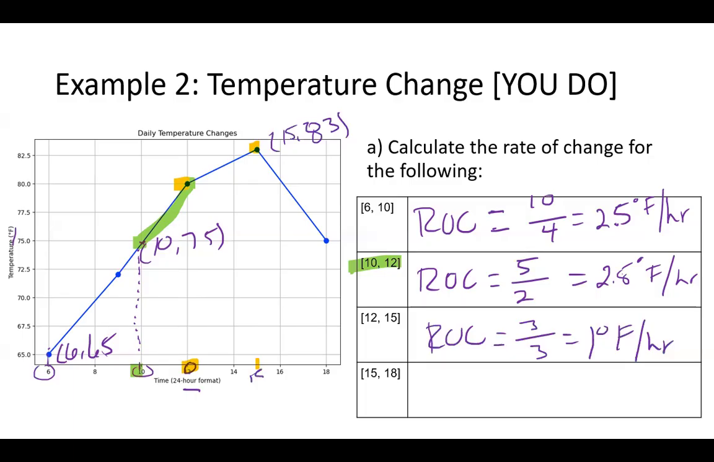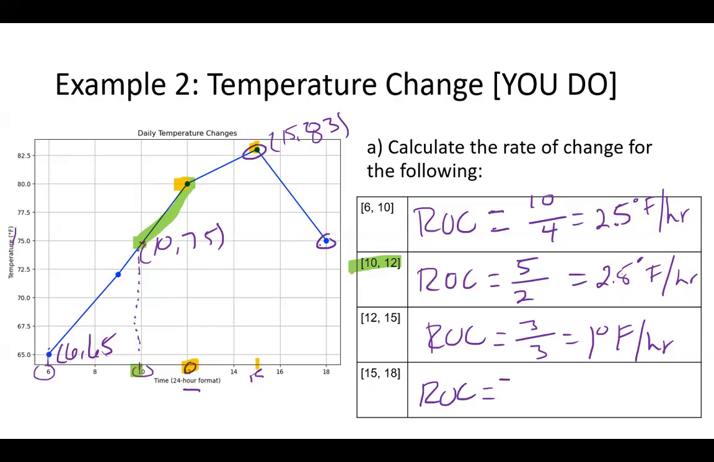And then the last interval that it wants to go to is from 15 to 18. So from 15 to 18, I'm going from 83 down to 75. Remember, it's changing your y first, right? So how do I go from 83 down to 75? I'm subtracting what? 83 minus 75 is 8. There we go.